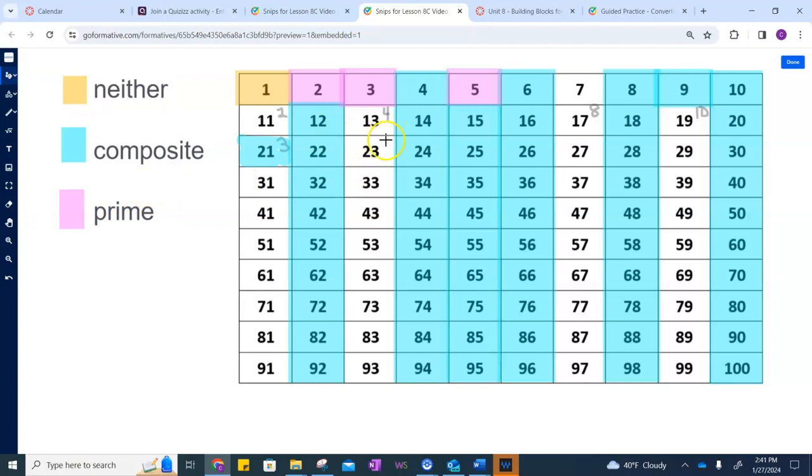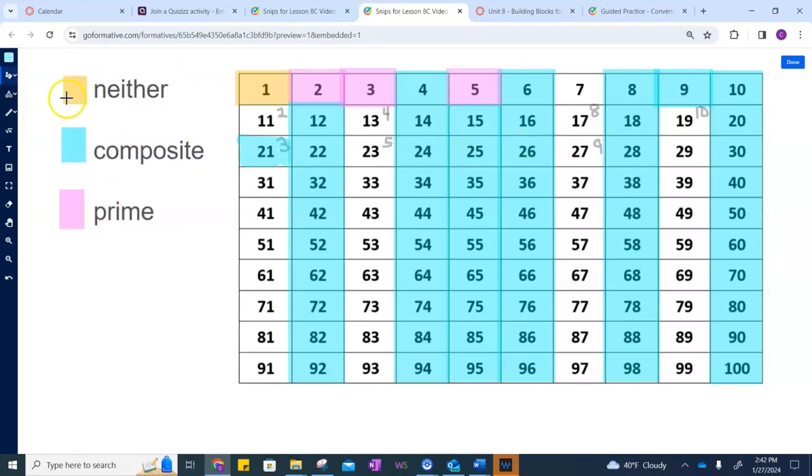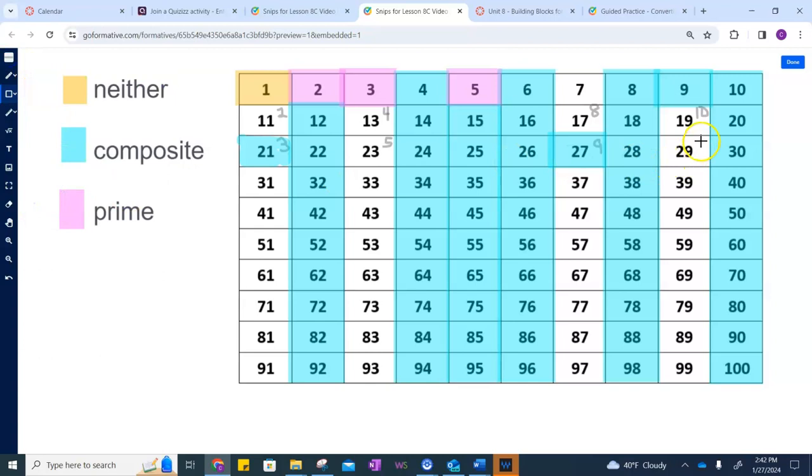Then we'll do the next one, 23. 2 plus 3 is 5. And 3 does not go into 5 evenly, so we're going to leave it alone. Then we do 27. 2 plus 7 is 9. And 3 goes into 9 evenly. Therefore, 3 will go into 27 evenly. There is our third factor, throwing that into the composite category. Color that one blue. And finally, the last one in this row, we have 29. 2 plus 9 is 11. And 3 does not go into 11 evenly, so we're going to leave that alone.